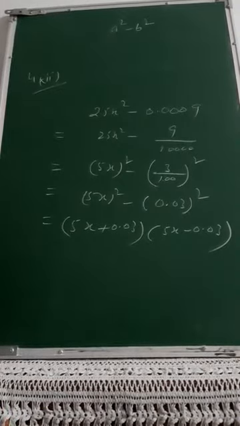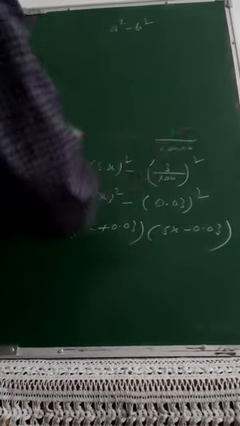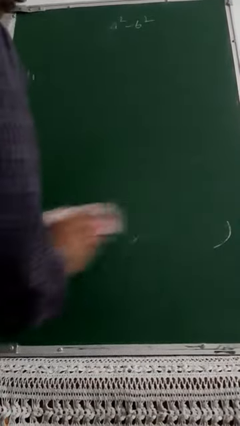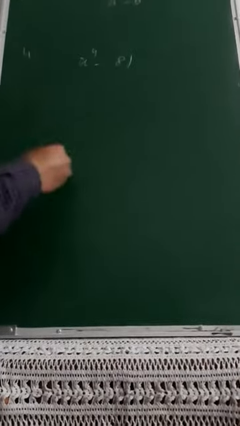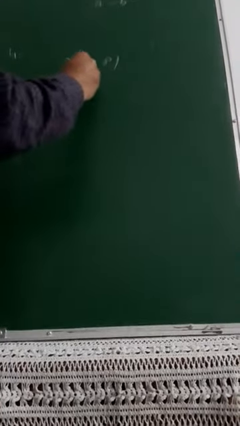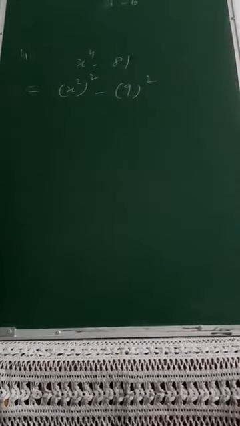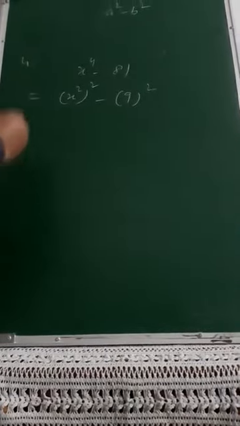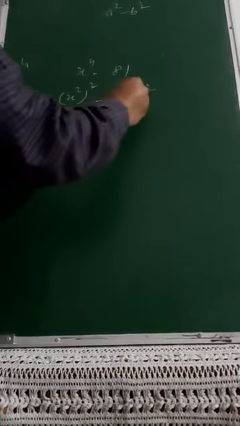Then suppose 13th also I am taking for you. 13th part here is x raised to the power 4 minus 81. Now x raised to the power 4 is the square of x square. 81 is the square of 9. So now what happens then? This is now a square minus b square, where a is x square and b is 9.